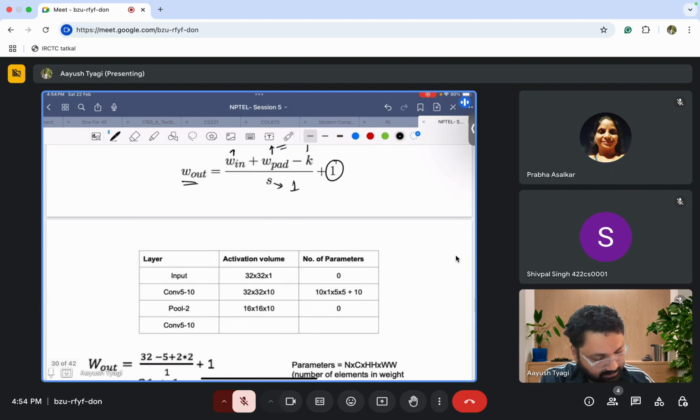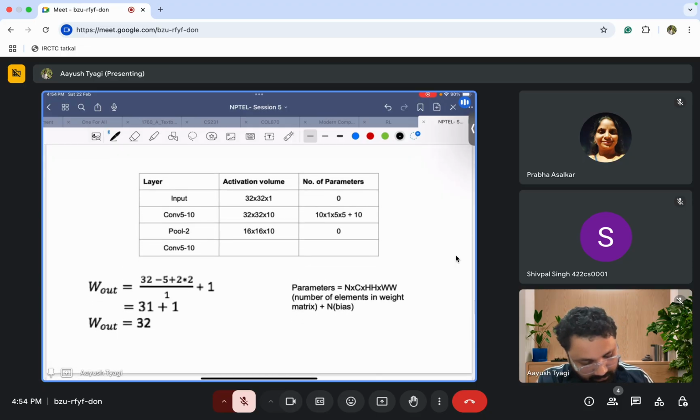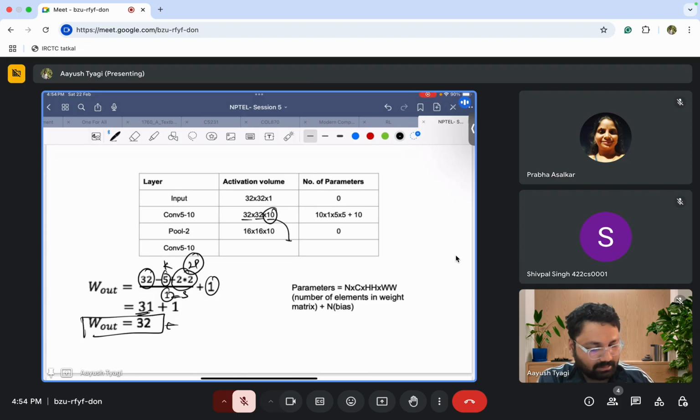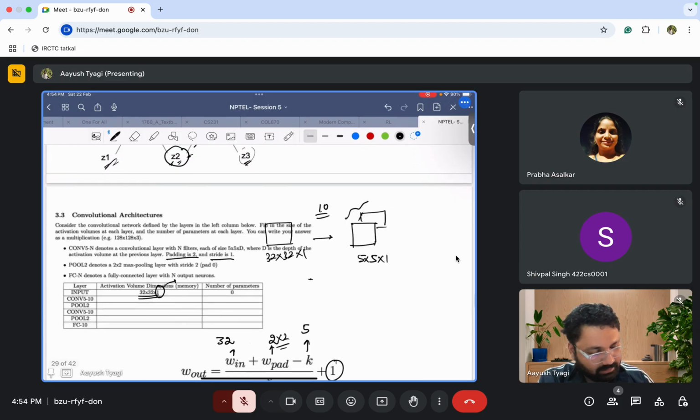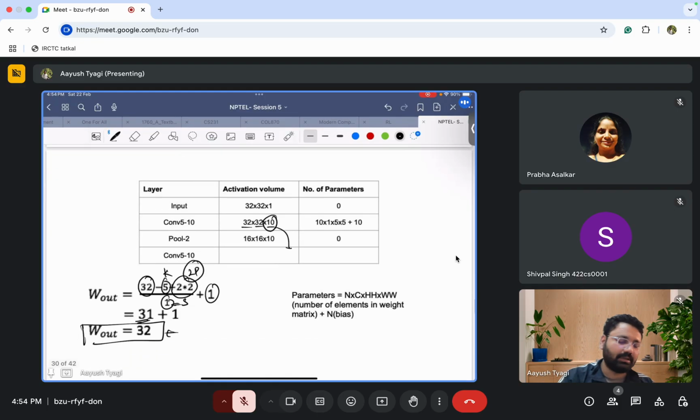So what will happen here is, you have 32 as the input, you have k as the kernel, which is 5, and this is the padding. So basically the padding term is 2 times the padding. This is your stride and this is the additional factor. So the output turns out to be 32 itself in this case, right? 32 comma 32 and 10, because there are 10 filters. So the output dimension becomes 32 cross 32 cross 10.